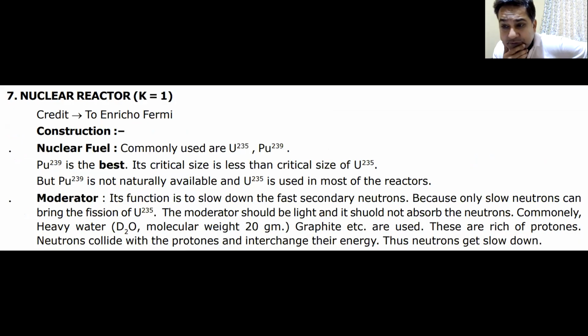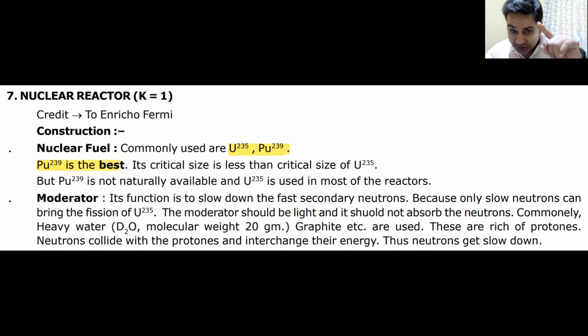No one will be asking you to draw this nuclear reactor, but they can ask you questions based on that. What are the fuels used? Uranium U-235 and Pu. What is Pu? Pu-239. Pu-239 is the best.